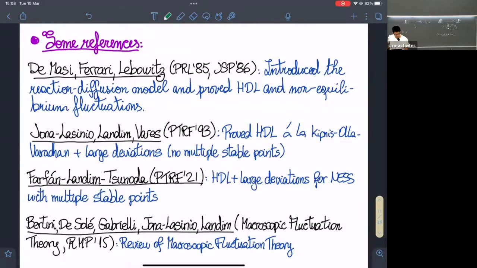Yeah, this is something I always forget to do. I should give some references.